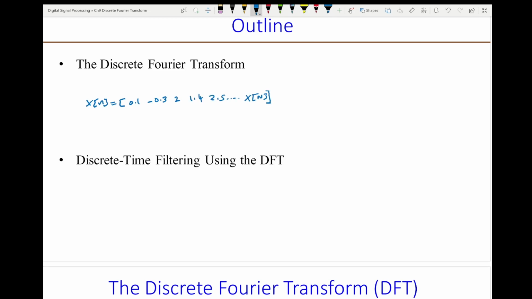and this sequence may be of size n. That could be 100 or 1,000 data points. And now you take it to a discrete Fourier transform. So I'm going to represent it by this box, discrete Fourier transform. And this mathematical operation will give you another sequence of data. Let's call it X of k.